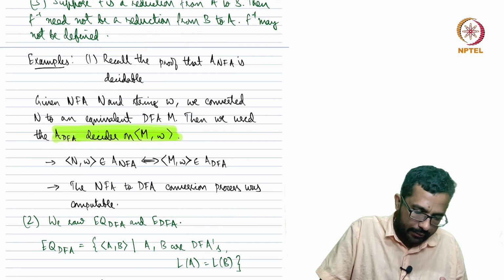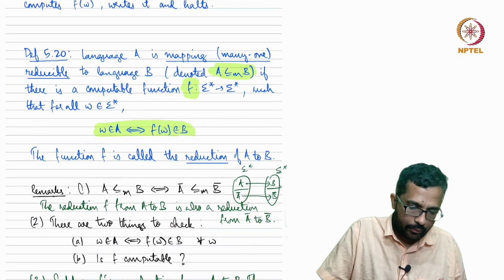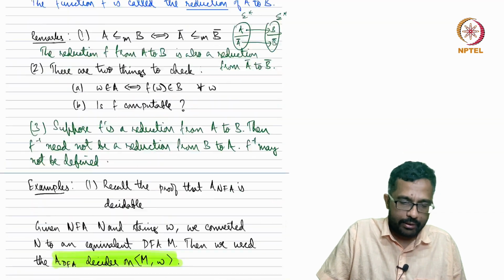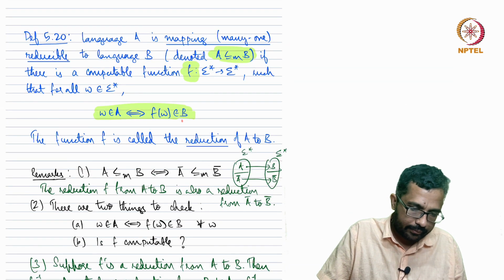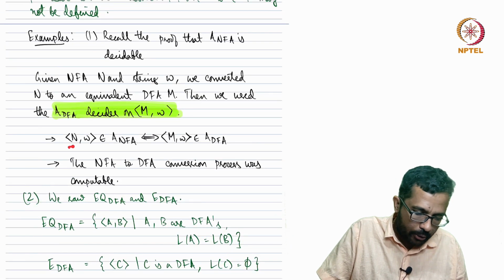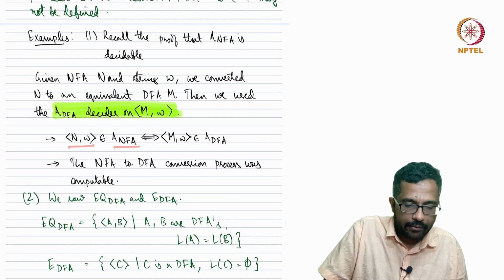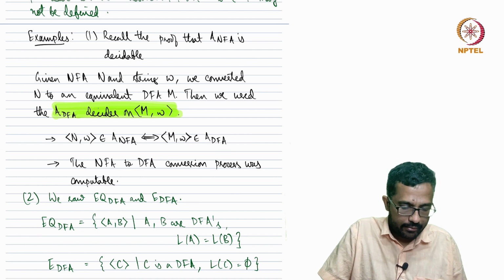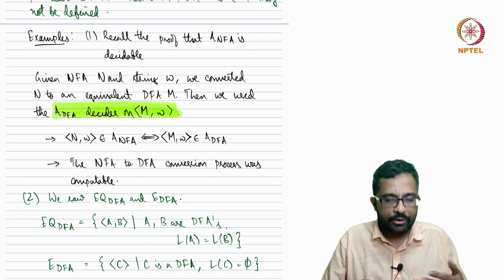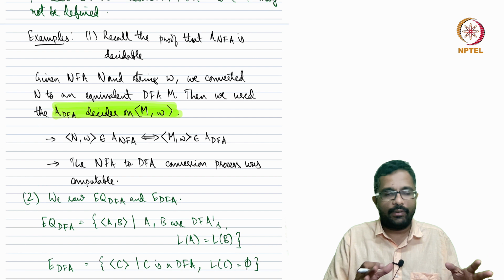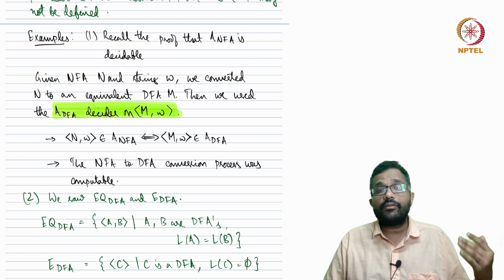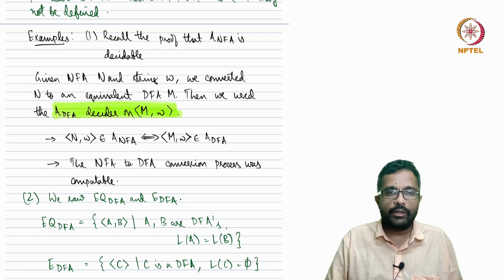And this is what we want. What we want is W is in A if and only if f of W is in B. Here, instead of W we have <N, W> is in A_NFA if and only if <M, W> is in A_DFA. So our W is <N, W> and f of W is <M, W>. Also, the conversion process was clearly defined, so it's computable. So this is an example of something we have already done, where what we were doing was a reduction.